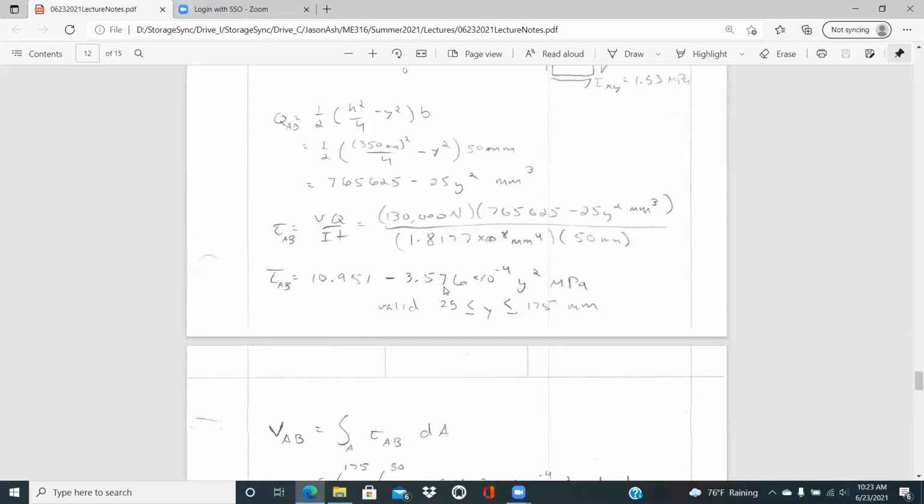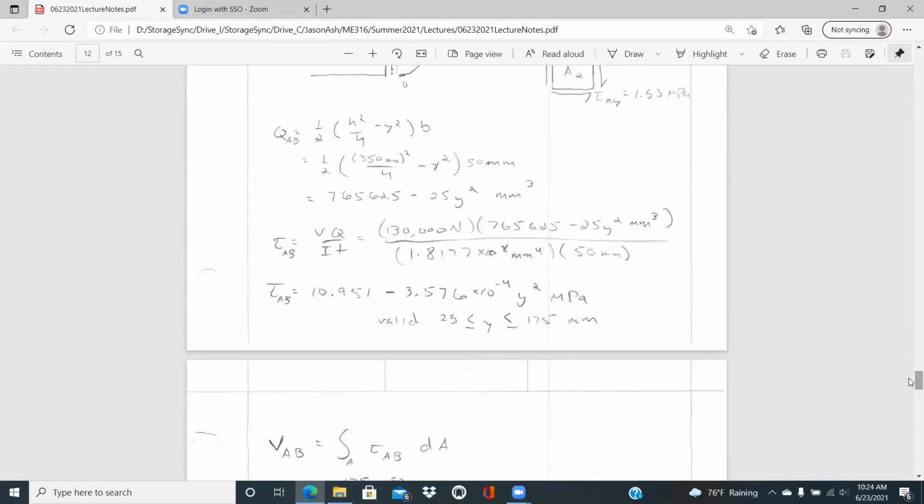And so it's going to vary by placing 25 millimeters in there at point A, then to point B at 175 millimeters. And if you do put 175 millimeters in for y, this term tau AB will be equal to 0. Remember again, it's 0 at the top. So that's a good check to verify that that in fact equals 0.